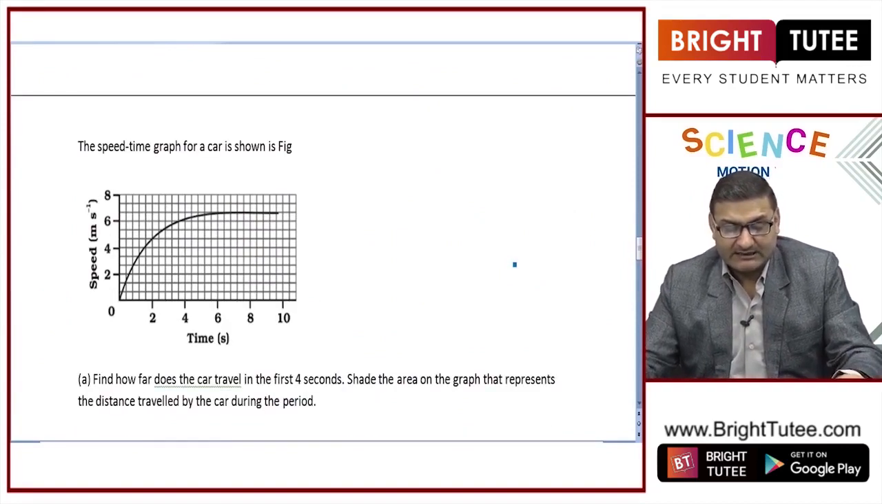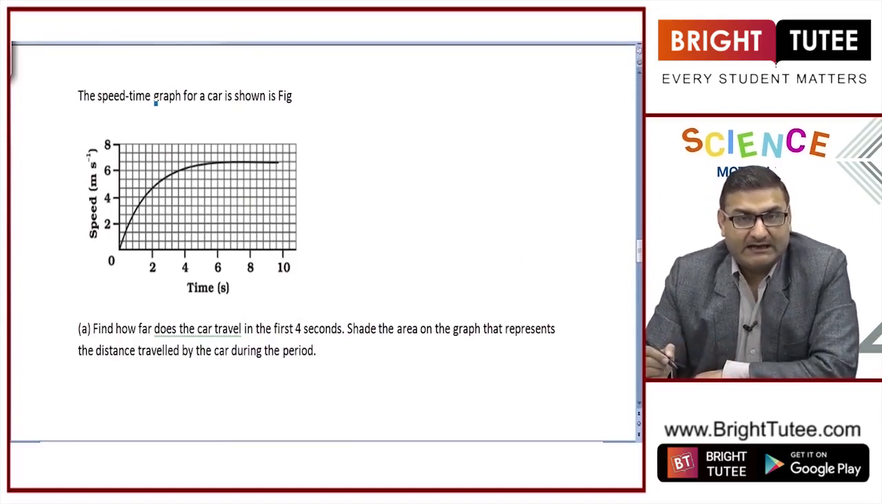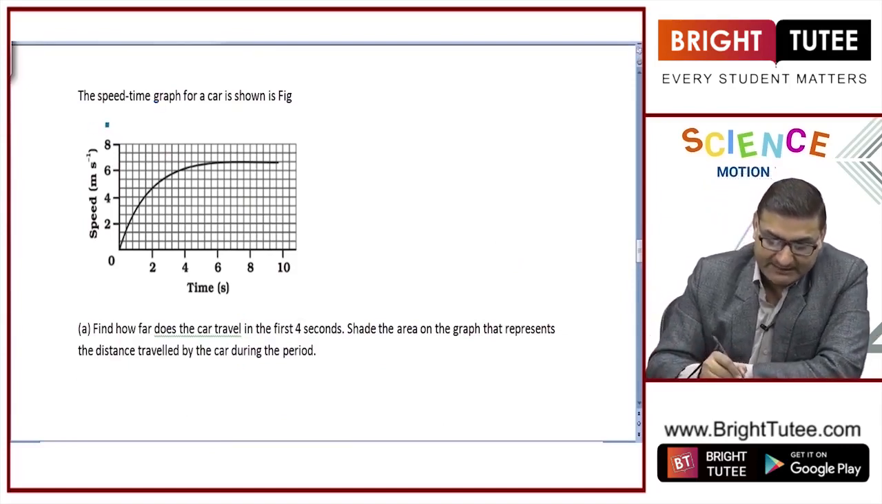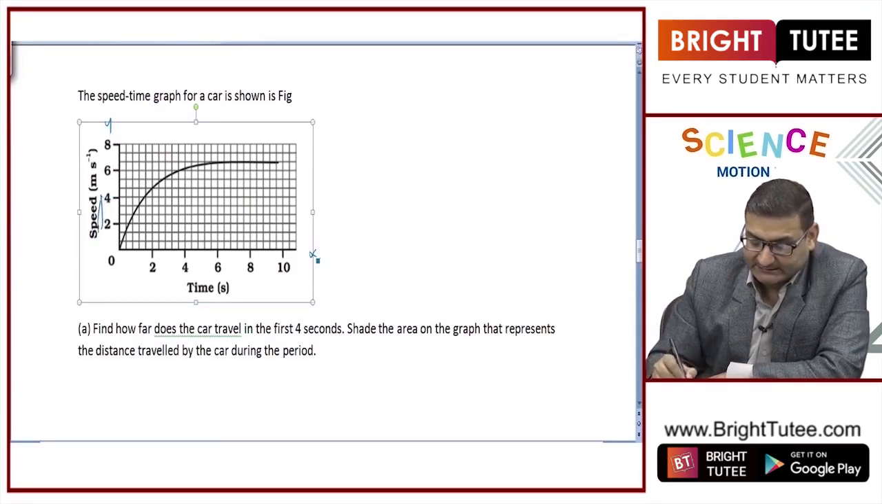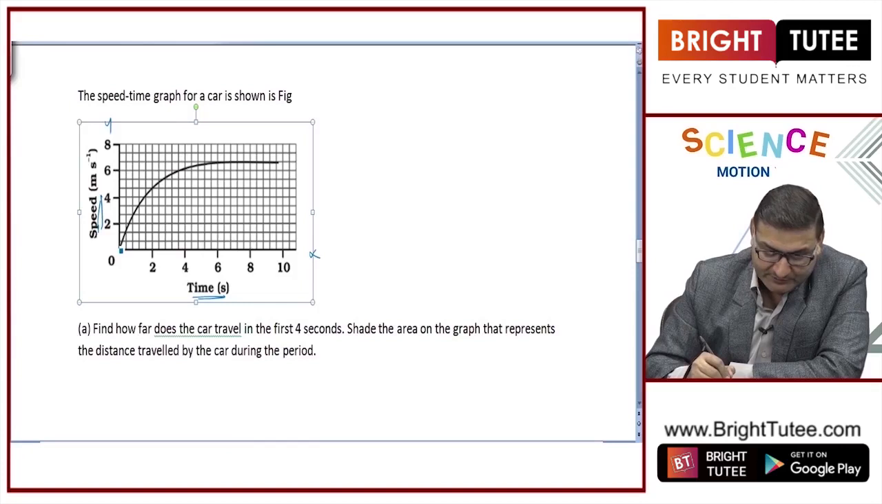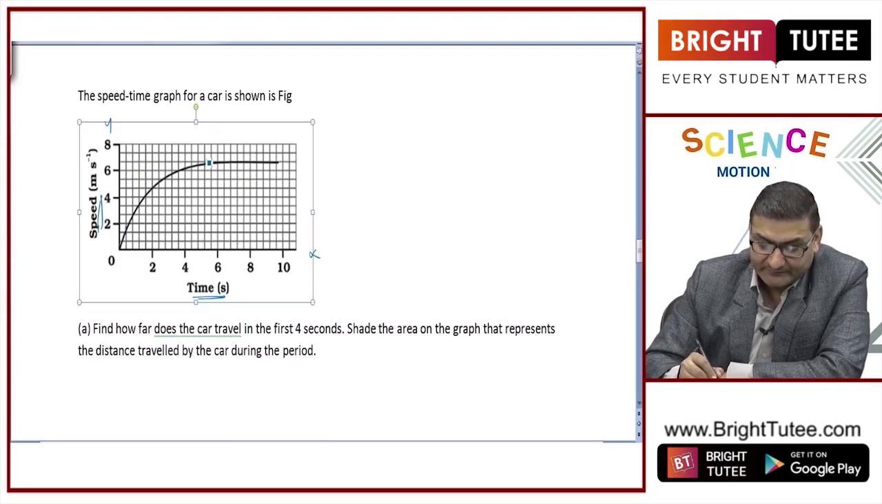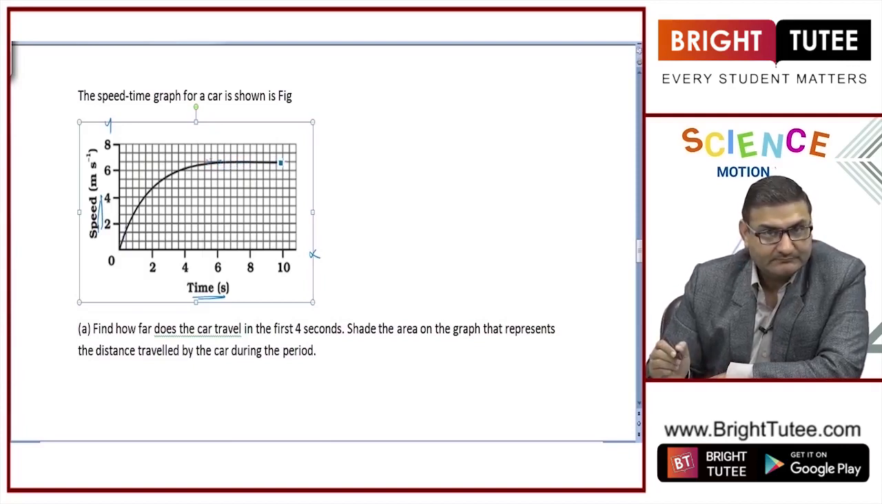In this next question, the speed time graph for a car is given to us. On the y-axis, the speed is given, and on the x-axis, time is given. Units are meter per second and second. Clear? This particular object is starting from 0. Then as time passes, it has increased its speed to 6.5 meter per second, and from there it is travelling at a constant speed, right.